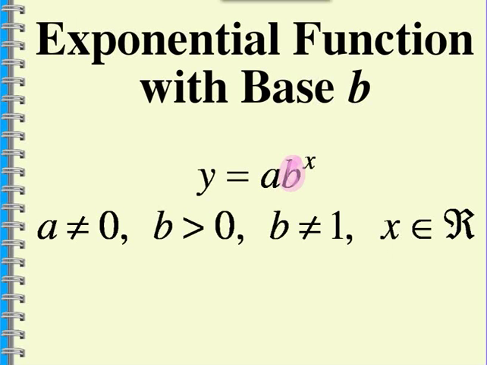b has to be bigger than 0. So in other words, b has to be greater than 0. What is b if it's greater than 0? Positive. There we go. So b has to be positive. b can't equal 1 because 1 to any power is always 1. So once again, you still have no exponential function. And x is an element of, does anybody remember what that symbol is? Real numbers, right. So x can be any real number. So yes, x could be a fraction. It could be a decimal. But those are the characteristics of an exponential function with base b.